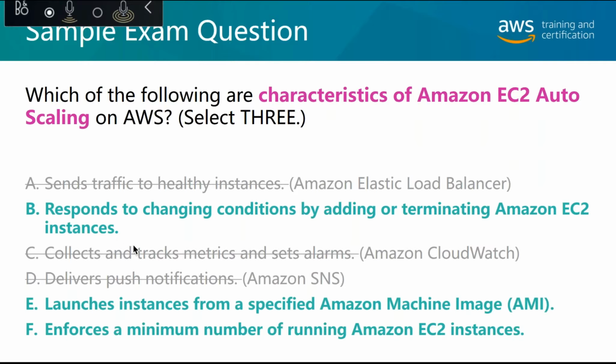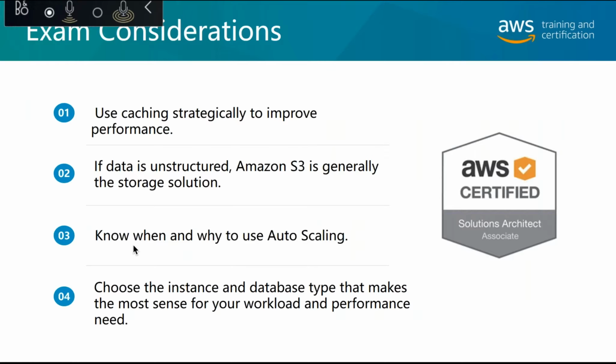Now, when you create and configure your Auto Scaling group, you're going to need to specify a min, a max, and a desired. And then you also need to specify your AMI in your launch configuration. So those are the 3 answers, B, E, and F.